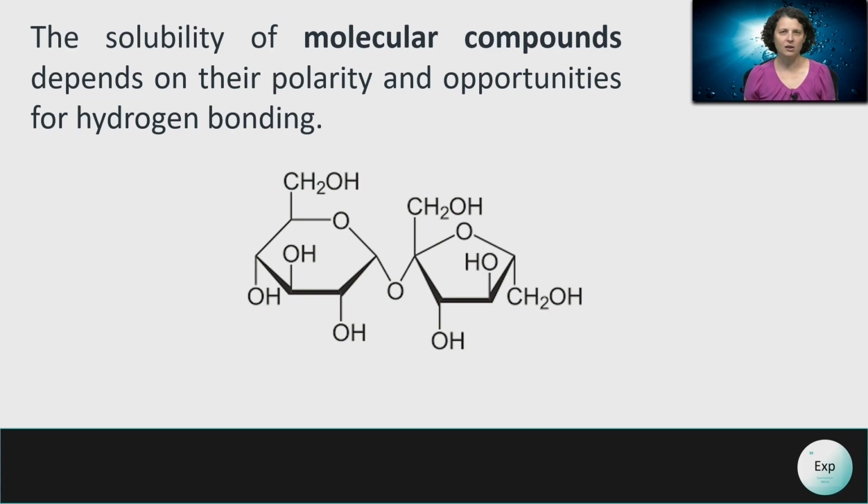If we're trying to dissolve a molecular compound in water, it is important for that molecular compound to be very polar and ideally contain some opportunities for hydrogen bonding. Here is the example of sucrose, which is regular sugar, and we see a substantial number of OH groups. All of these are opportunities for hydrogen bonding between sugar and water. So this explains that we can dissolve a very large amount of sugar in water, especially if we warm it up a little bit.